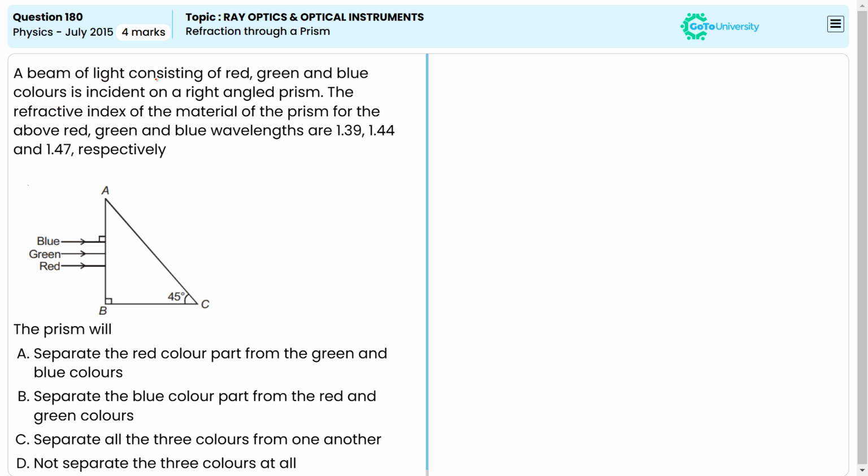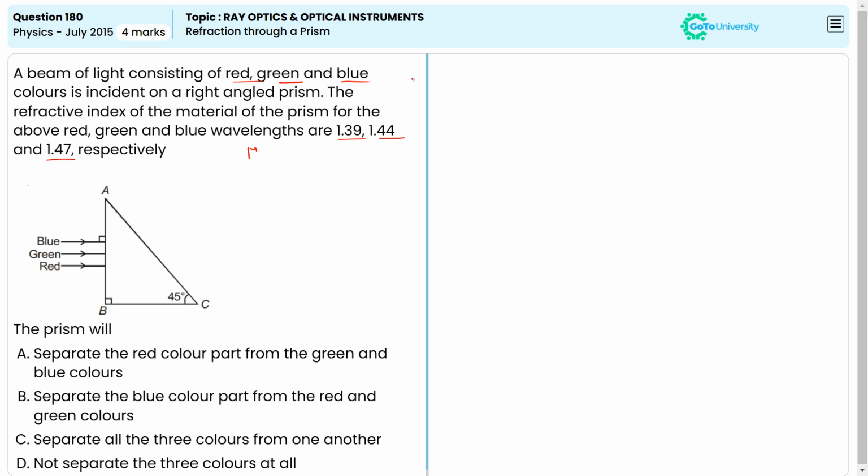A beam of light consisting of red, green and blue color is incident on a right-angled prism as shown in the figure here. The refractive index of the material of the prism for the red, green and blue wavelengths are 1.39, 1.44 and 1.47. That is the mu value, the refractive index. Then, according to these 4 options, which is the right option, we need to find here.